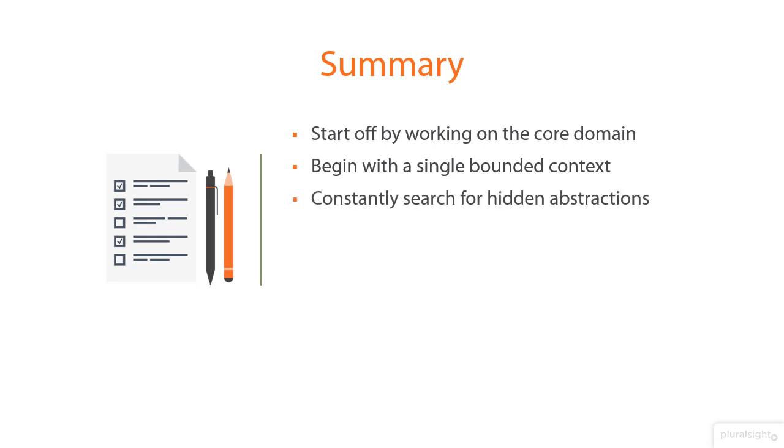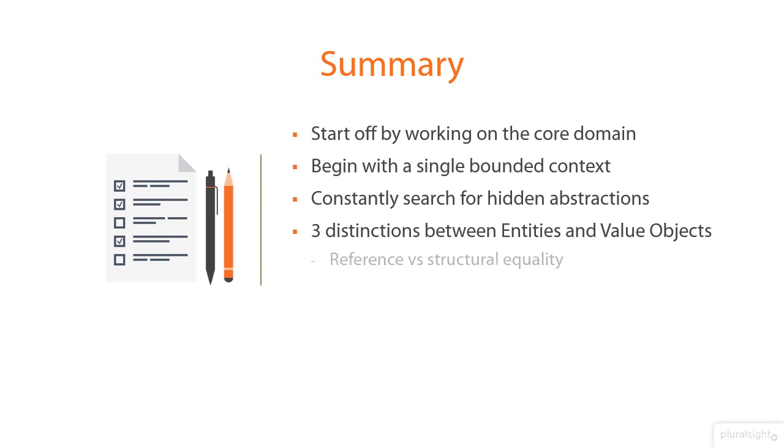Constantly evaluate your code and look for hidden abstractions in it. If you see your code becomes unclear or conveys its meaning vaguely, it's a strong sign you missed an important abstraction. There are 3 main distinctions between value objects and entities. The first one refers to the way we identify them.